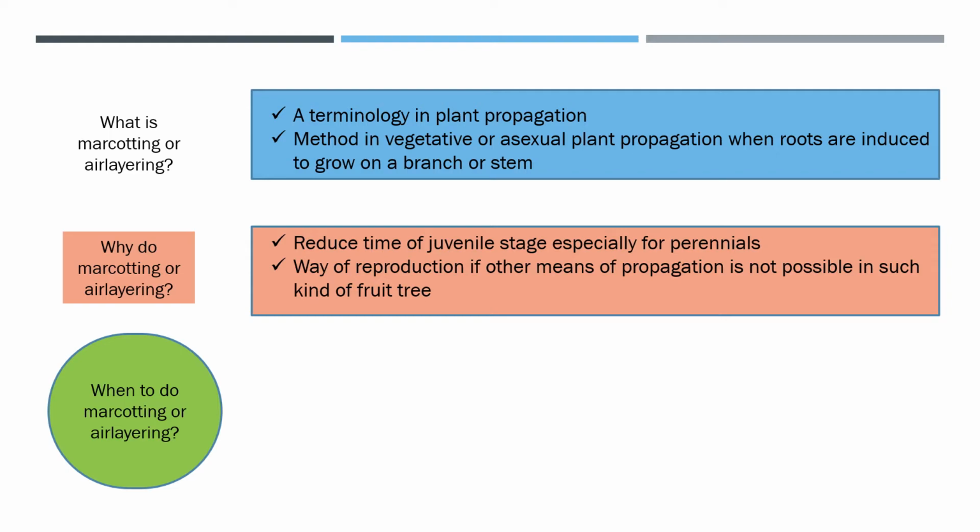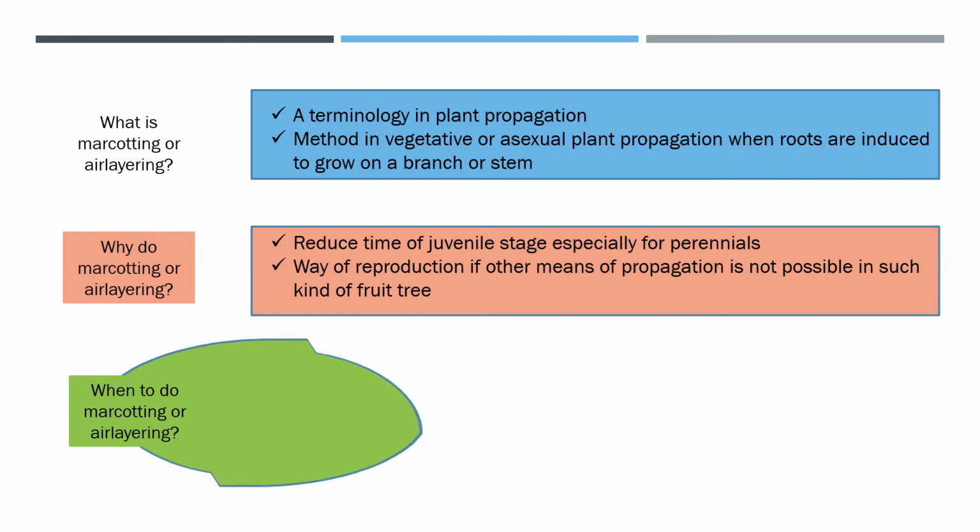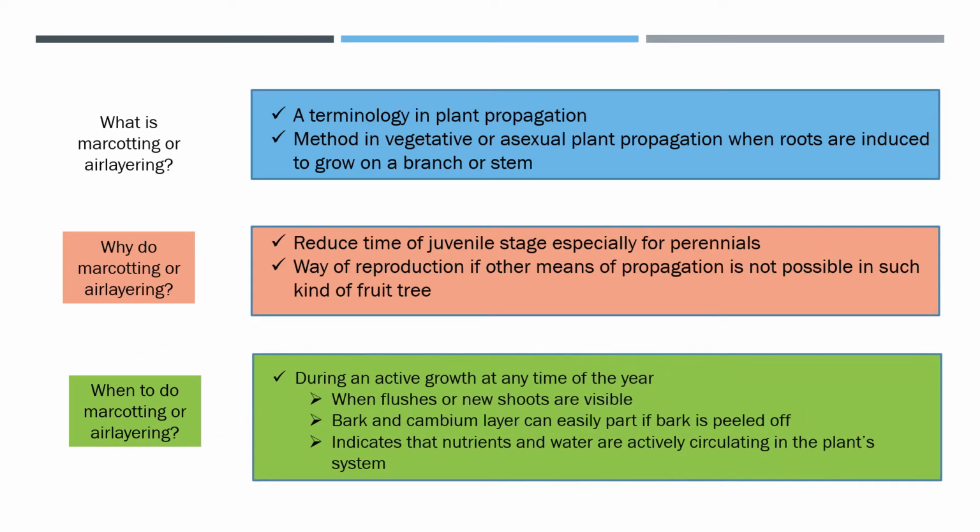Now, when to do marcotting or air layering? What is the time of the year that you will do air layering on your fruit trees? You can do air layering or marcotting any time of the year here in the Philippines and in other tropical countries, except for those countries that have four seasons, because in winter they cannot do anything, as the trees are already dormant during that time. So usually they do marcotting or air layering during the springtime.